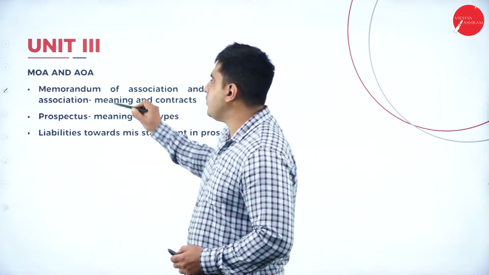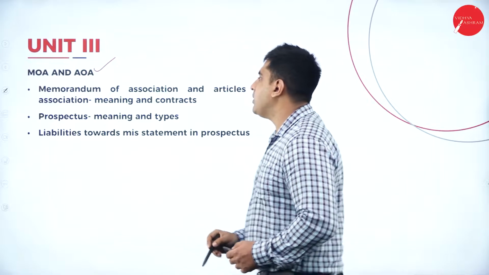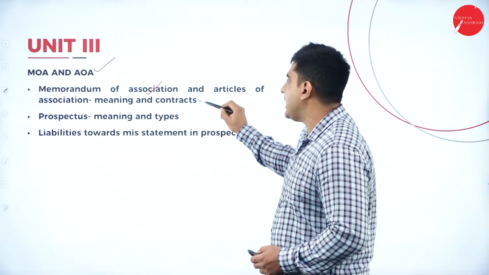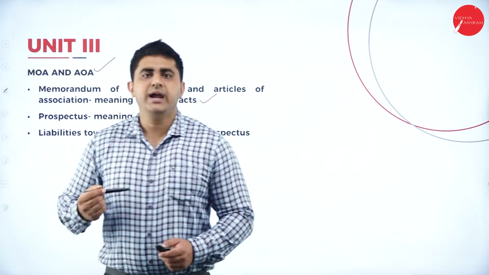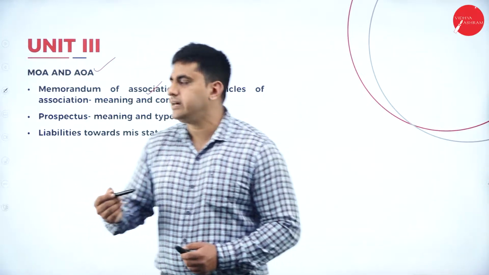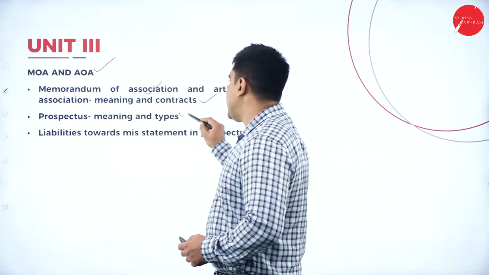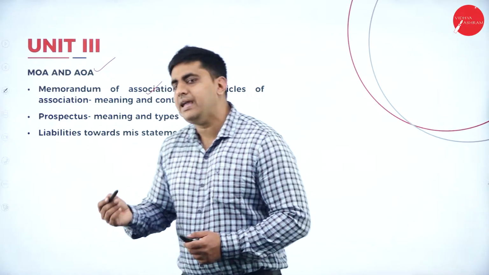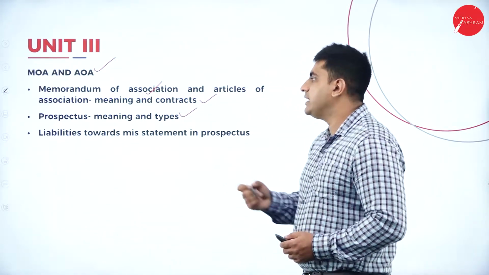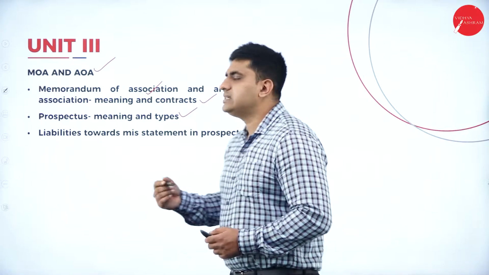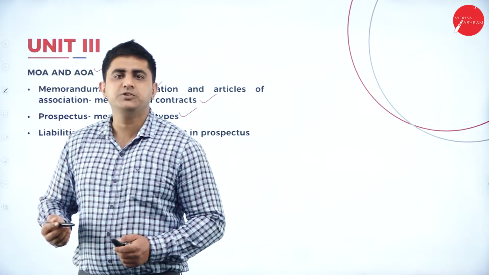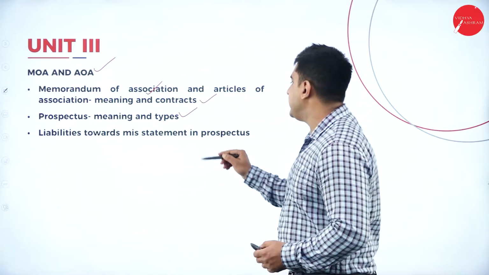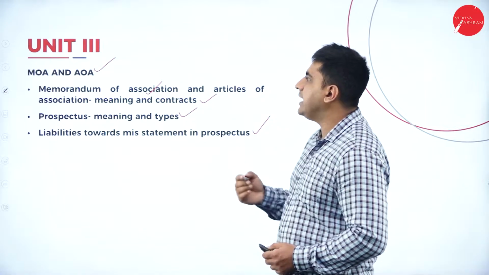Unit 3. It mainly deals with MOA and AOA. That is, Memorandum of Association and Articles of Association, meaning and contracts. These are the two basic documents to get a company incorporated or registered. Prospectus, meaning and types. So prospectus means it is a booklet which contains the details of the company, like how many shares they are offering, what is the face value of shares, so what is the last day for allotment of shares, for issue of shares. That is prospectus. Liability towards misstatement in prospectus. So this is regarding your third unit.